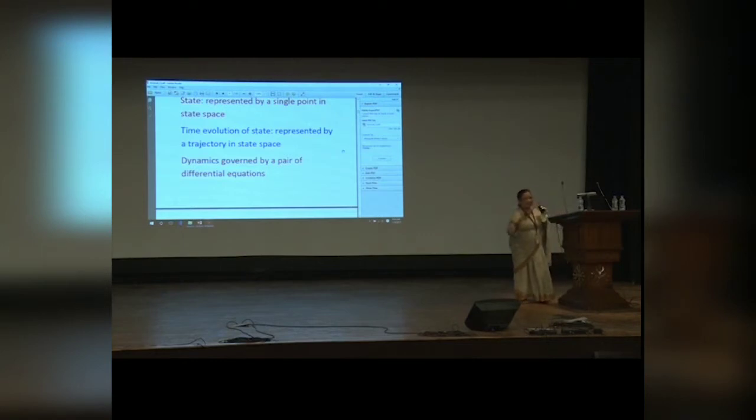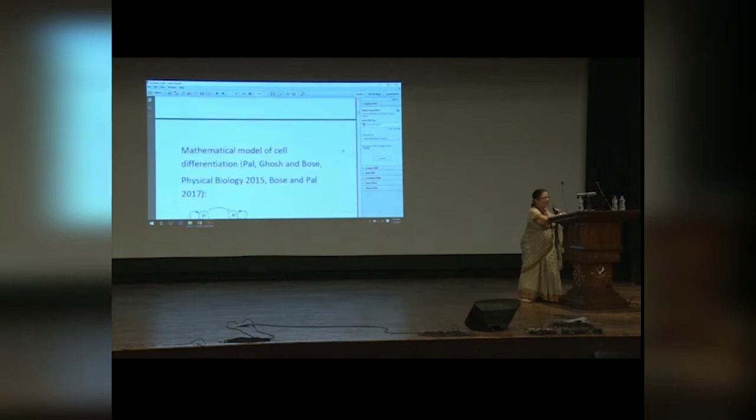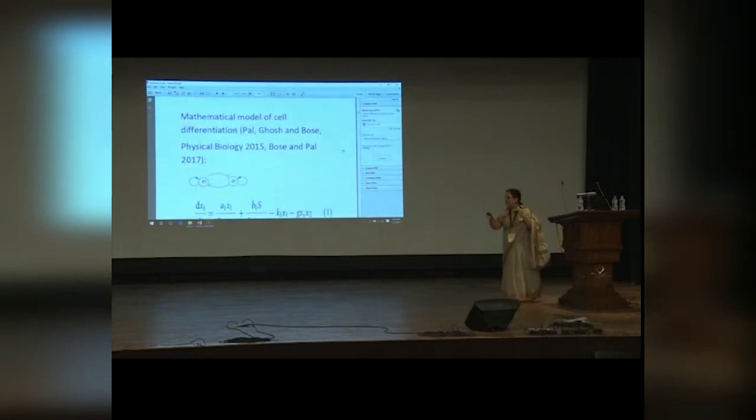I am happy that Prof is listening. Prof, fantastic experiments are being carried out in this area. So this is a mathematical model of cell differentiation, and we proposed the model in 2015, and recent work in 2017.